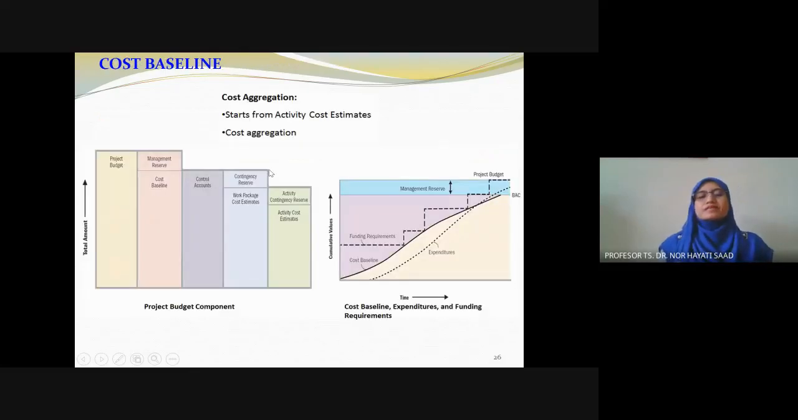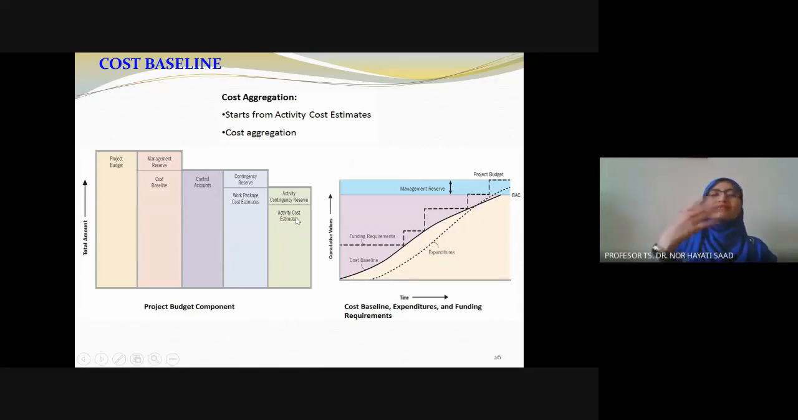So what we need to do is the cost baseline. In getting the cost baseline, we have a few steps. I will roughly state them in this first session. Later when we continue, I will go into detail and explain.